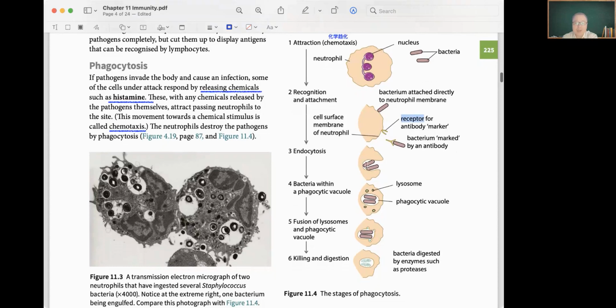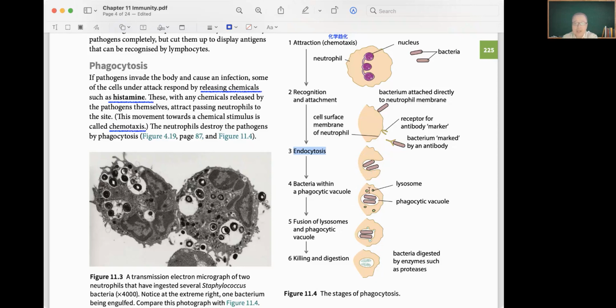And the third, endocytosis. We have learned endocytosis when we talked about the function or structure of the cell, right? That's to say, the bacteria will be engulfed or eaten by the neutrophil. Neutrophil will form a semicircle or surround the bacteria. So the process is called endocytosis. So the fourth step, bacteria within the phagocytic vacuole.